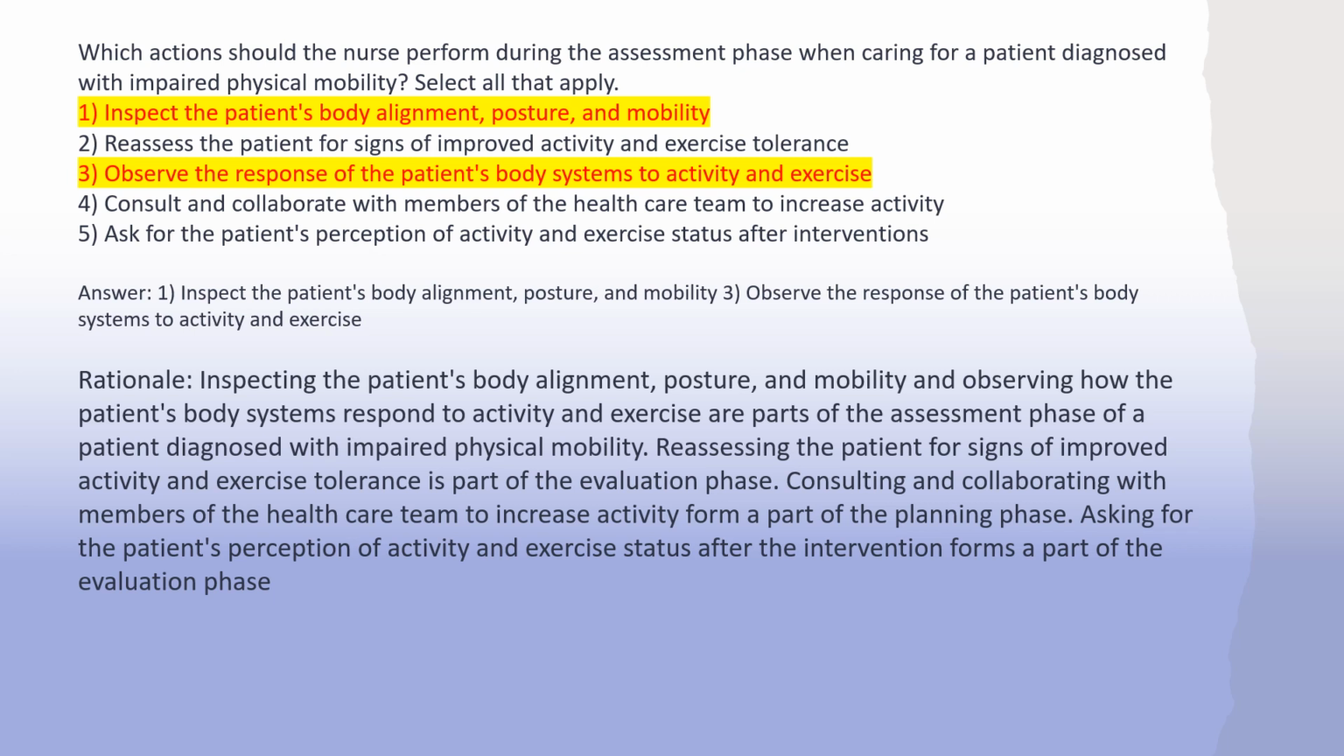Reassessing the patient for signs of improved activity and exercise tolerance is part of the evaluation phase. Consulting and collaborating with members of the healthcare team to increase activity form a part of the planning phase. Asking for the patient's perception of activity and exercise status after the intervention forms a part of the evaluation phase.